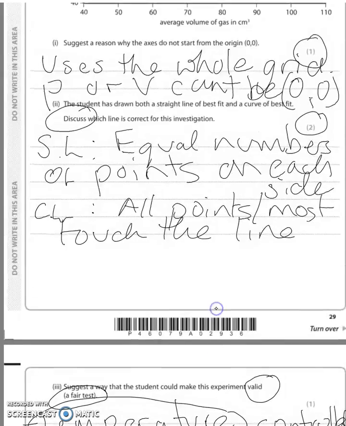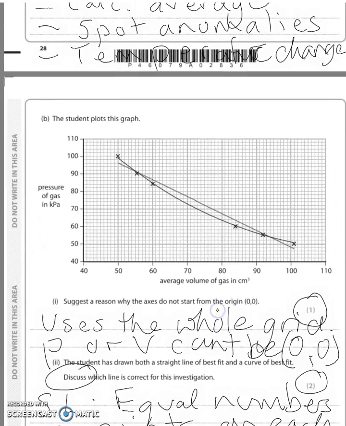Now, with any kind of graph, what you are aiming for is to have a good spread of points. So for this set of results, what you do notice is there's a big gap in the middle of the graph where you don't really have any data, and we're kind of guessing at what's going on. So one of the suggestions you might want to do is take some readings between 60 and 80 for the volume of the gas, or take some readings for the center values, the middle values.